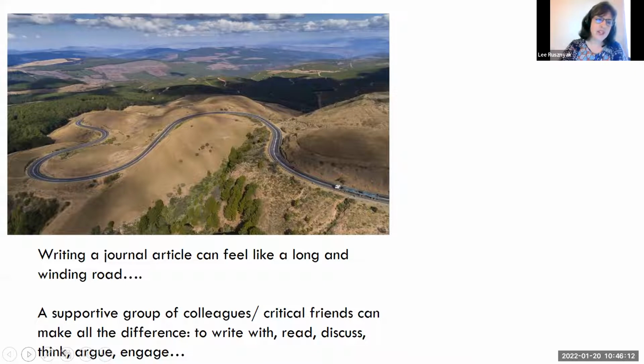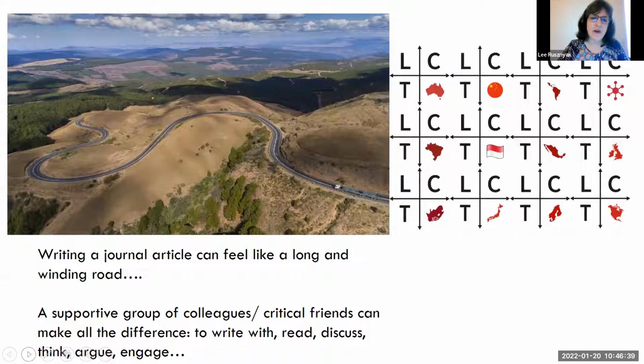Excellent. So we've chatted about the fact that writing an article can feel like a long and winding road, and how important it is, or how supportive it can be, to have critical friends who are absolutely invested in your success. It's not a competition, it's collaborative, and it's a win-win. So to have someone like that in your community is just invaluable.